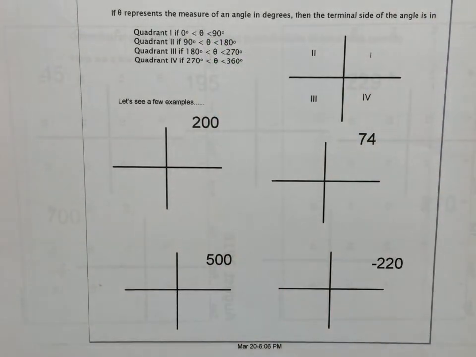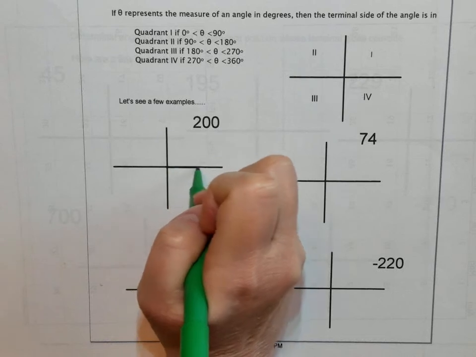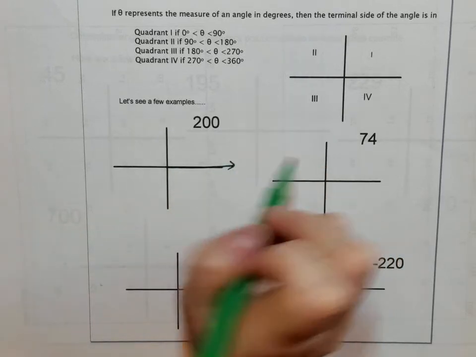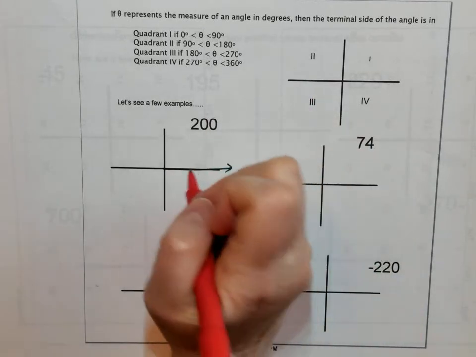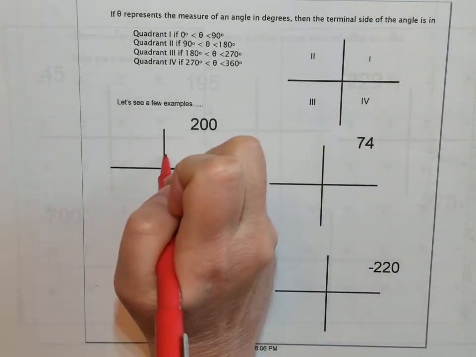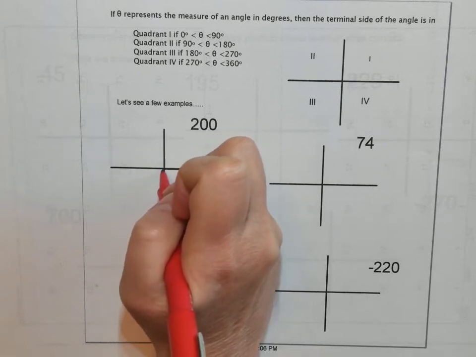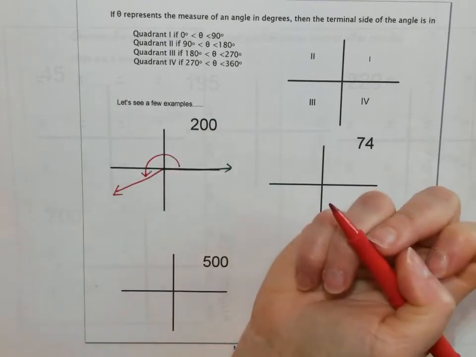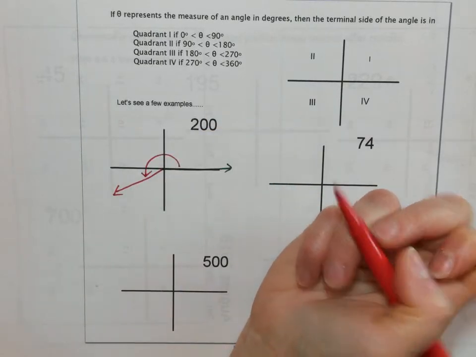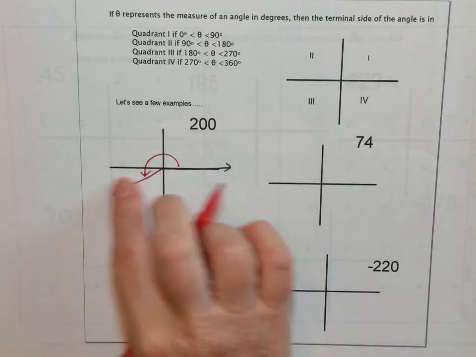So the question is, how do I draw a 200-degree angle? Notice it's positive, so that means I'm going to start with my initial ray over here. And now I'm going to draw my terminal ray at 200 degrees. Well, let's see. That's 90 degrees to quadrant 1. That's 180 degrees to get through quadrant 2. And 20 degrees past that, there's my 200-degree angle. Again, 90, 180, so 200 must be down here.